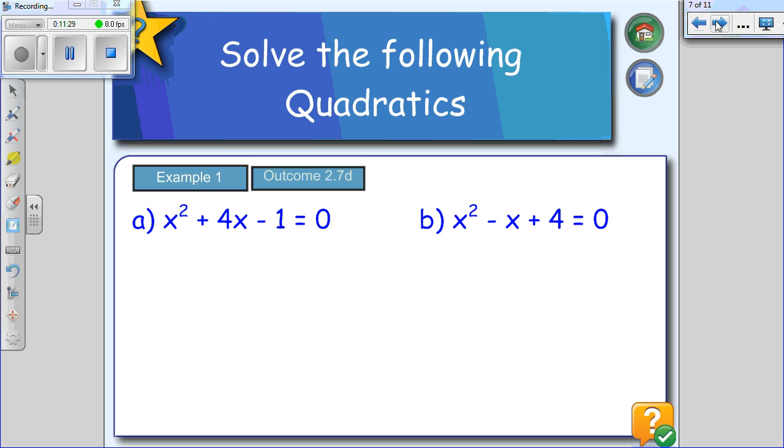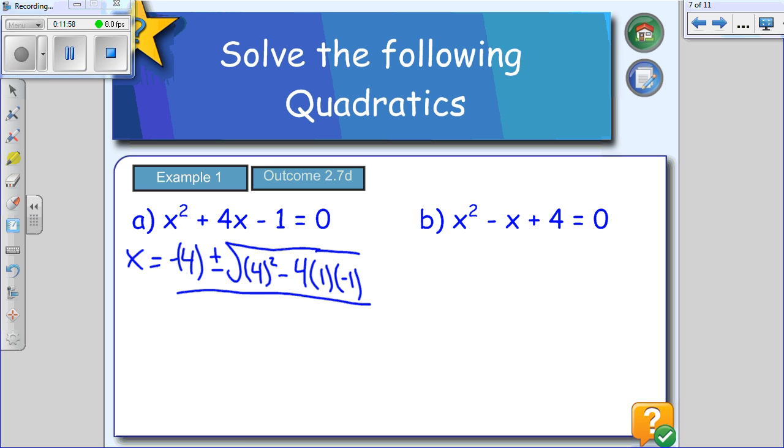So x is equal to negative b, which is negative 4, plus or minus the square root of b squared, so 4 squared, minus 4 times a times c, and it's all divided by 2a. If you simplify this, it becomes x equals negative 4 plus or minus the root of 20, all divided by 2.